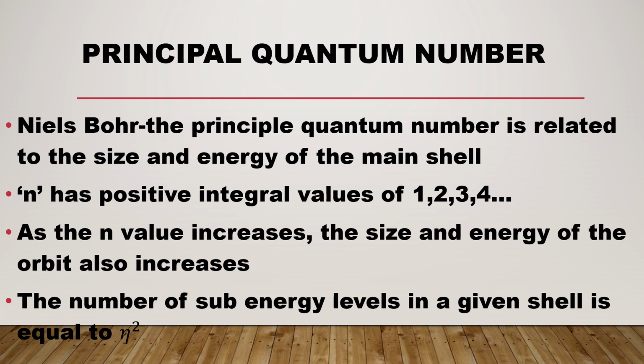As n increases, the shells become larger and the electrons in those shells are further from the nucleus. An increase in n also means higher energy. That means as the n value increases, the size and energy of the orbit also increase. The number of sub-energy levels in a given shell is equal to n squared.